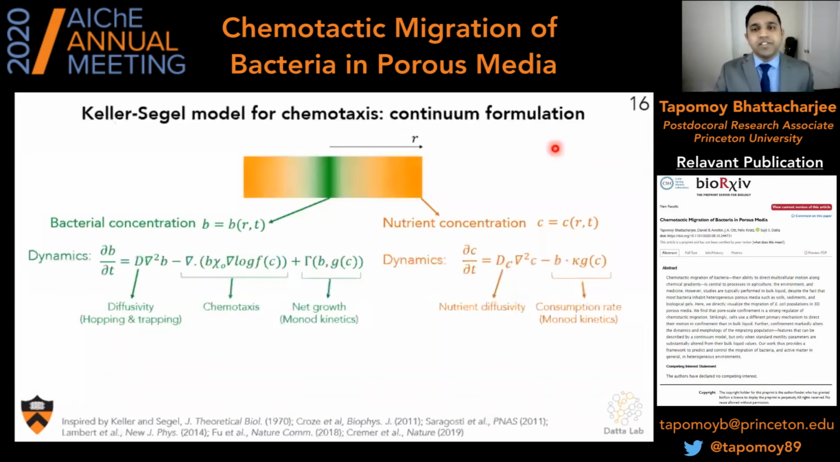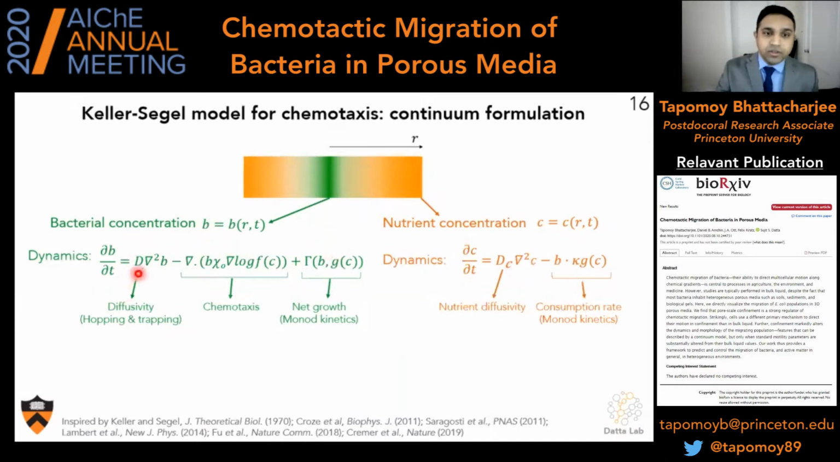Since there is a clear separation between the length and time scales of individual cell motion and the motion of the propagating wave, we can use a continuum-scale reaction-diffusion model to describe our system. In this model, the concentration of nutrient at any given time is given by nutrient diffusion and nutrient consumption, while bacterial density at any given time is given by bacterial diffusion, bacterial chemotaxis, and their net growth.